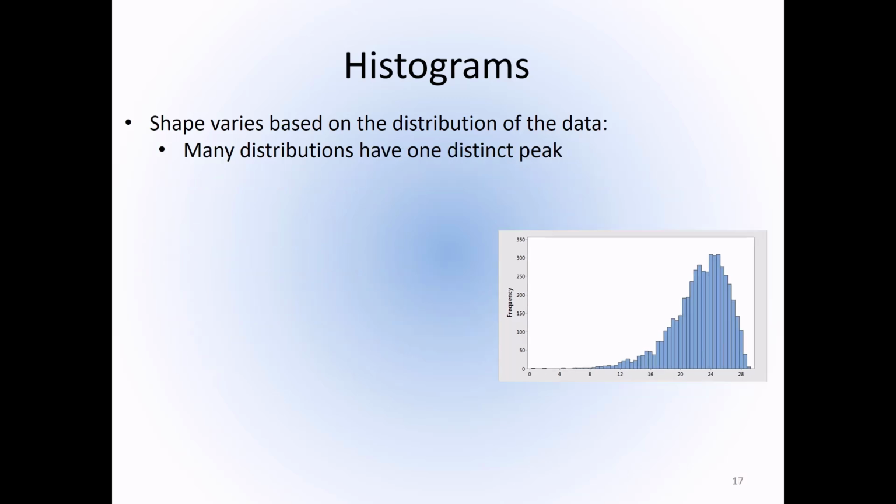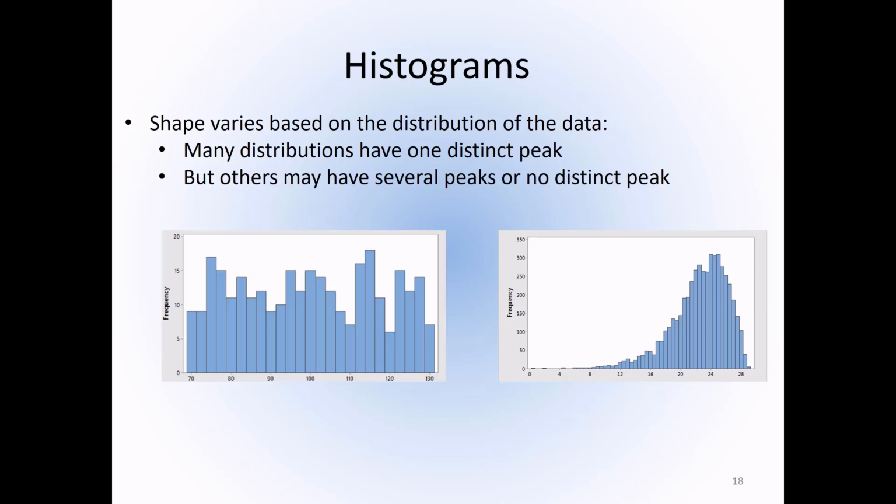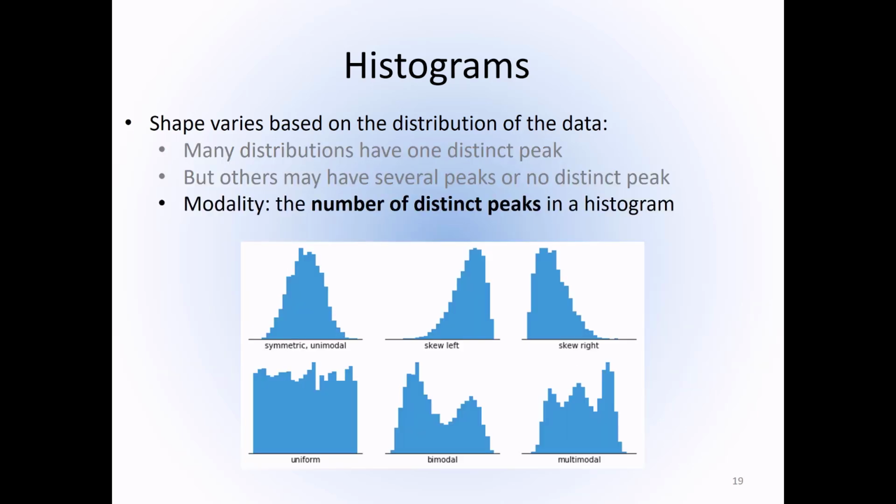Now, some distributions have one distinct peak, but there are other distributions in which there may be multiple peaks, or there might not be any distinct peaks. This is another way that we can describe a distribution and describe a histogram, based on the number of peaks. So in the bottom right and in the bottom center here, we've got multimodal and bimodal shapes. Bimodal meaning two modes. We're going to talk about modes when we talk about central tendency in the next set of lectures. Multimodal meaning more than two. And so we can see here there's more than one peak.